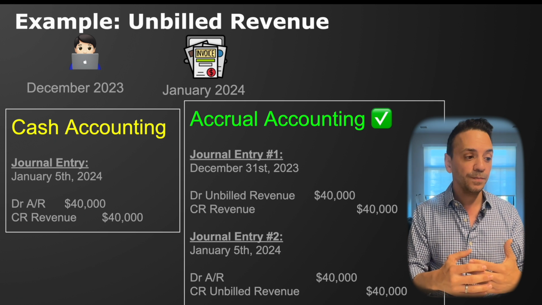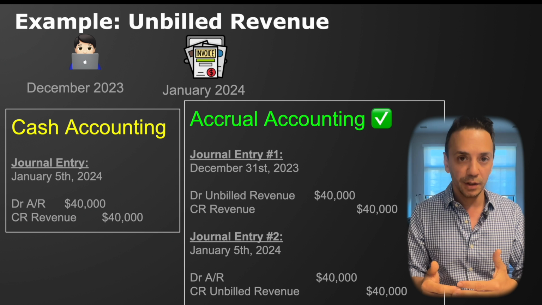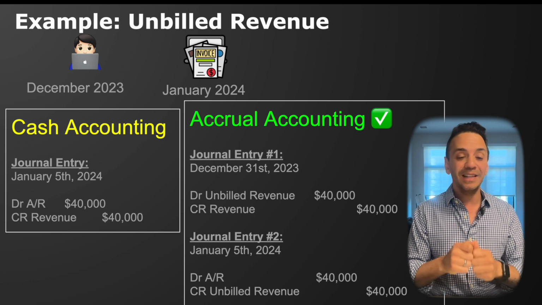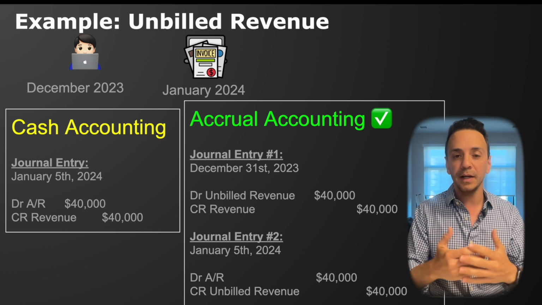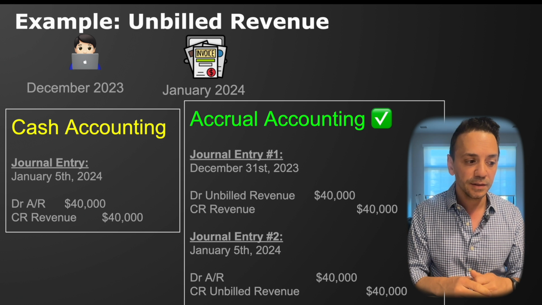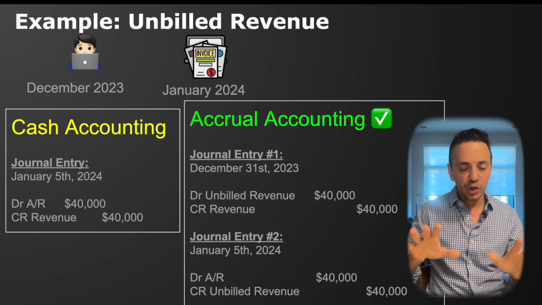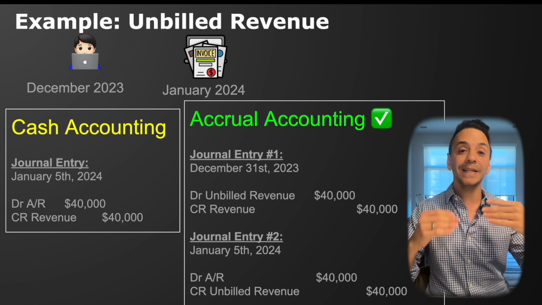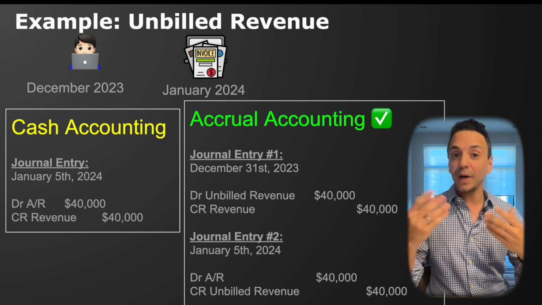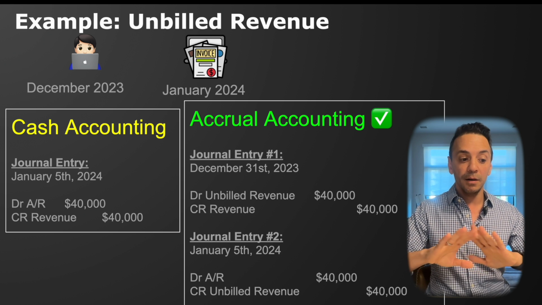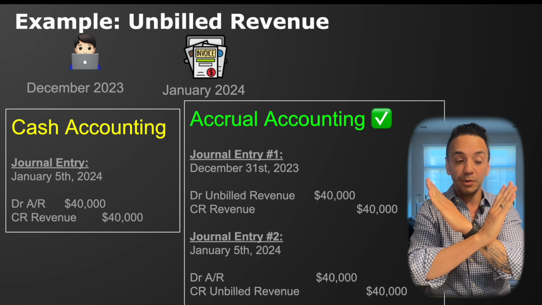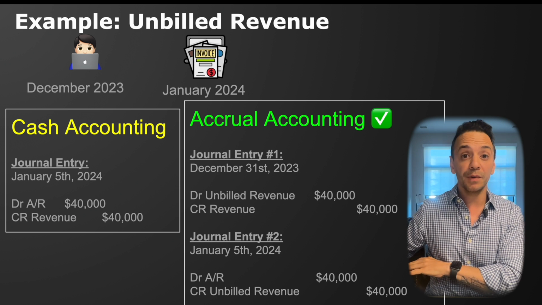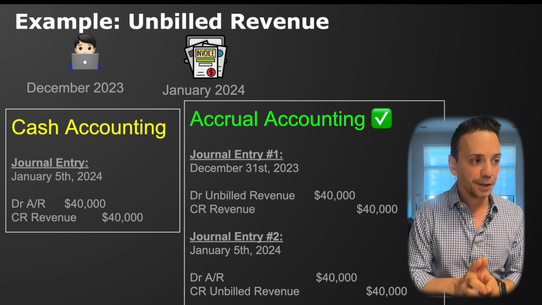Journal entry number 2 is going to be in the subsequent year, right? Now that we're going to issue the invoice itself, we're going to be debiting accounts receivable as we are issuing an invoice now to the client. But the credit is not going to be revenue because we already recognized revenue in 2023. Now we are just going to release the unbilled revenue asset, right? We're going to say, let's remove that asset from our balance sheet because now we have a receivable, right? But the revenues already have been recognized in the prior year.